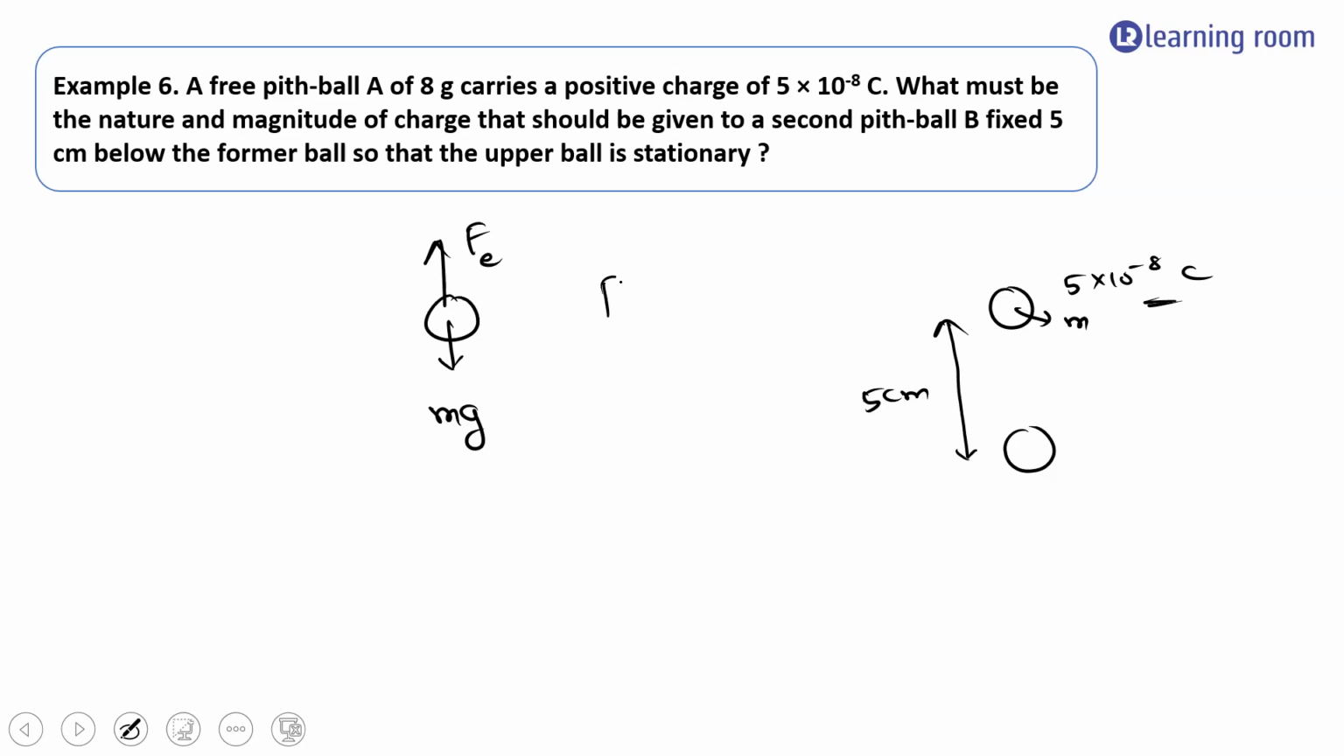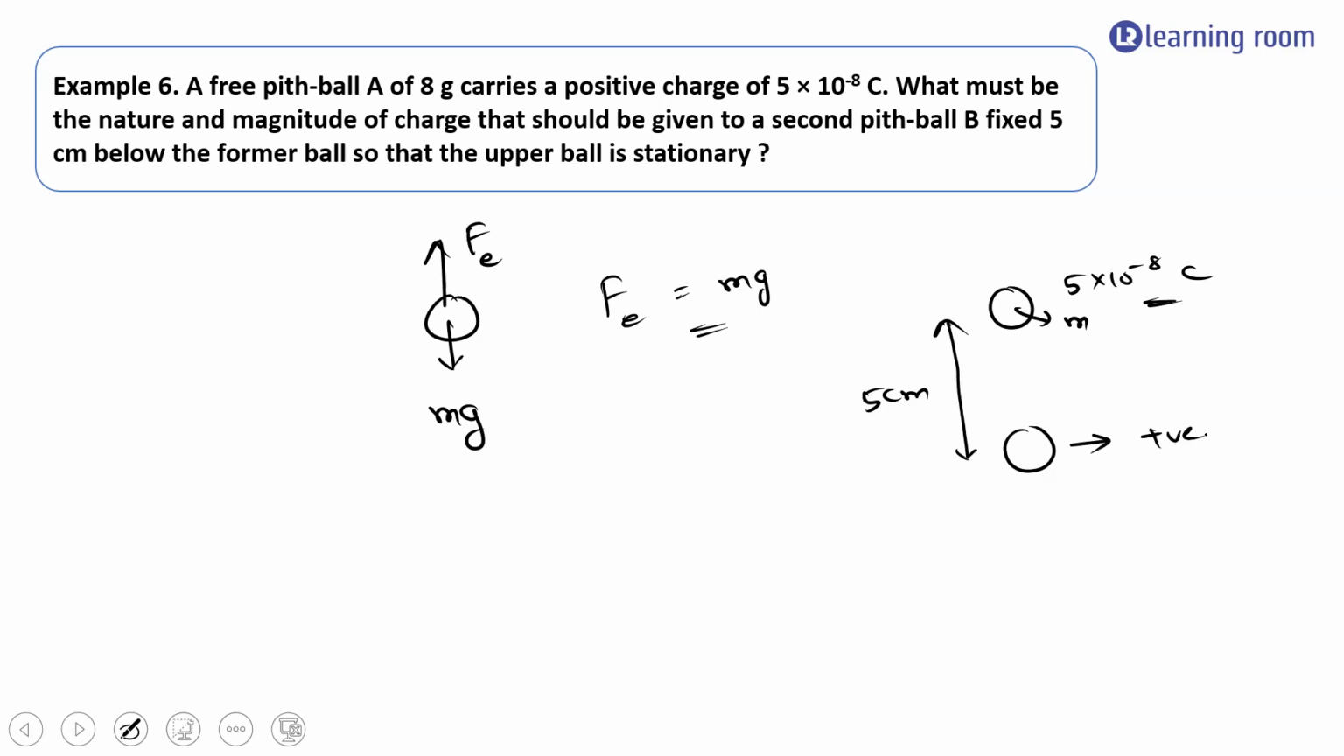What should be the relation between them? Fe should be equal to mg. This is what should happen logically. So if this should happen, what should be the nature of the second ball? It should be positive. Only then they can repel.